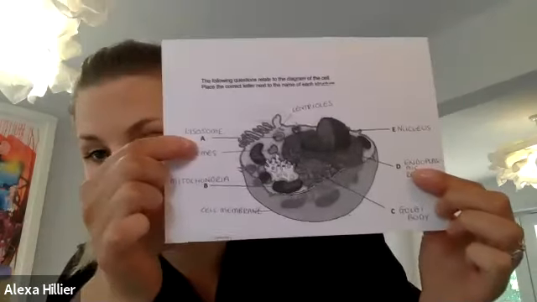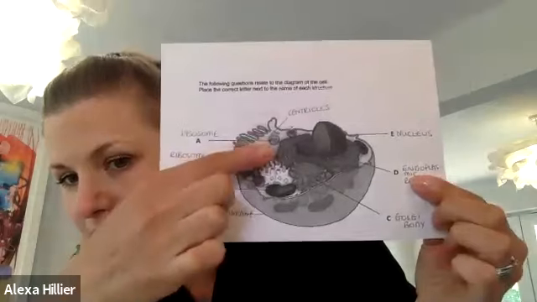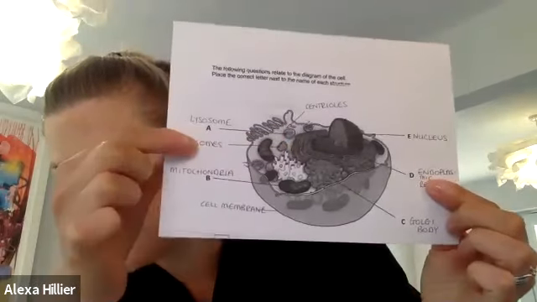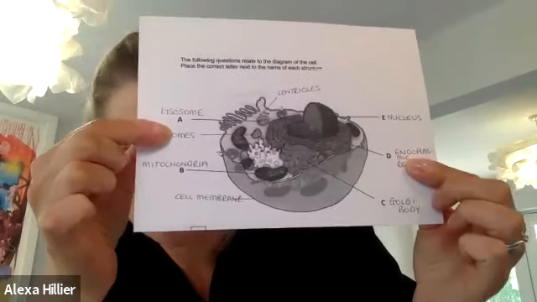Our next is label A. This is our lysosome. Little circular structures there, lysosome. And these are our waste disposal units. So any waste that is accumulated in the cell as a result of processes that are taking place, the lysosome will dispose of that waste.